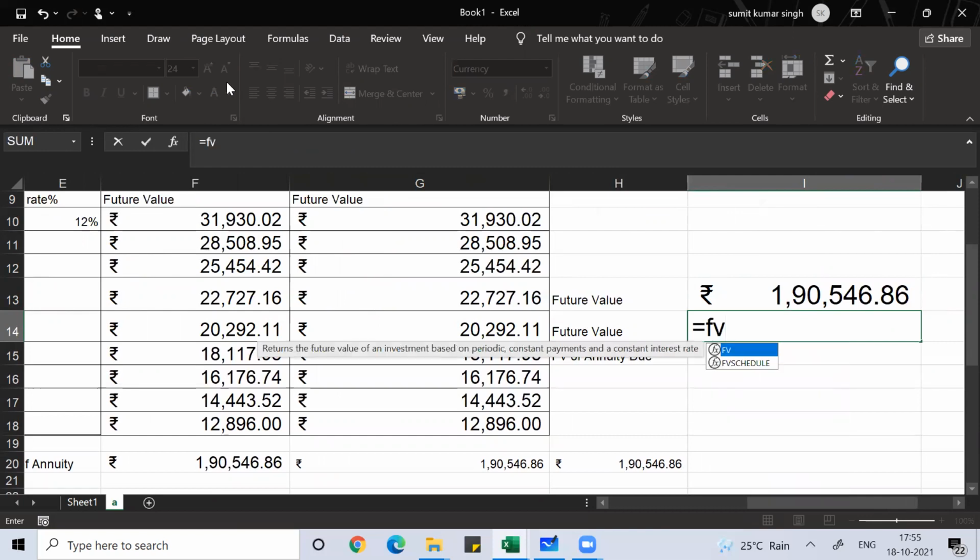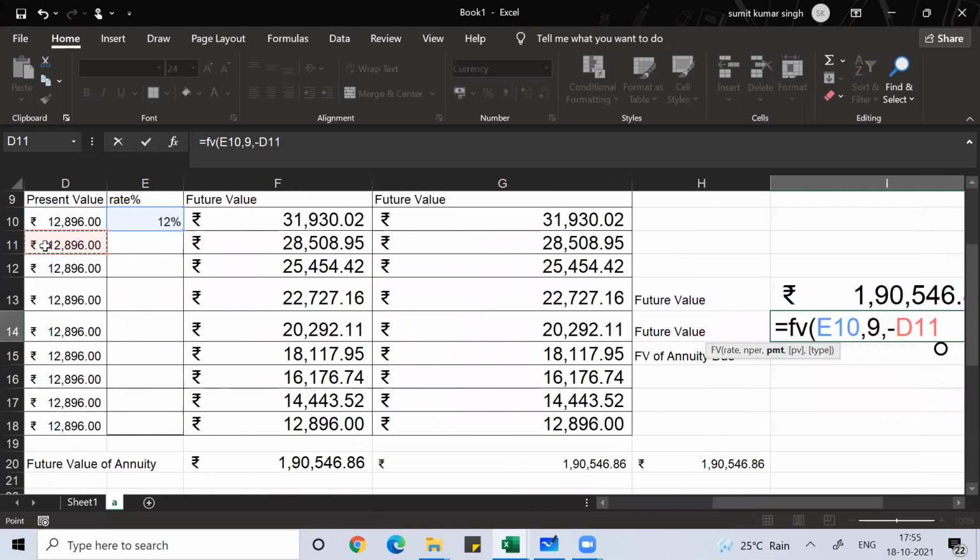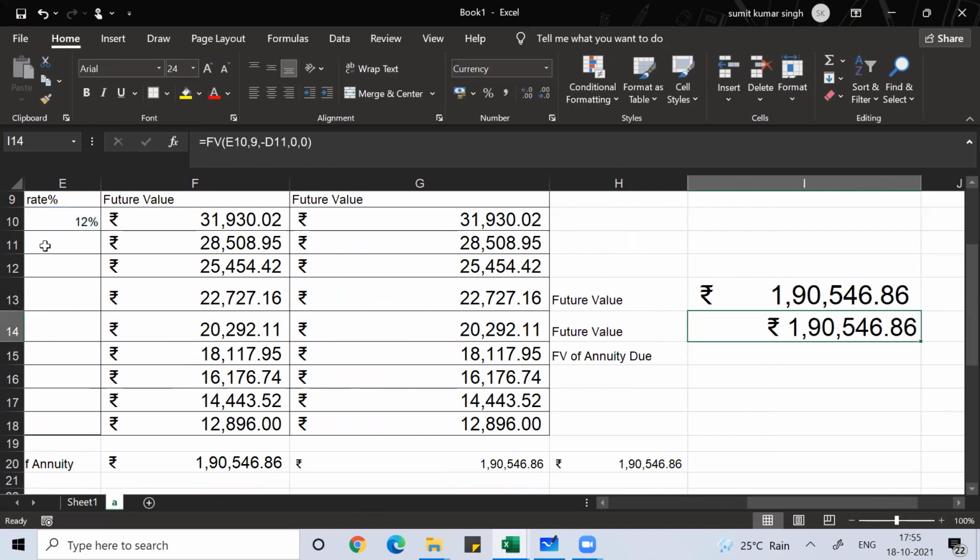Again, same formula, equal to FV. Rate would be 12% and NPER would be total 9 years. PMT would be this amount. Okay, PV 0, type 0, close bracket, enter. You will get the same thing.